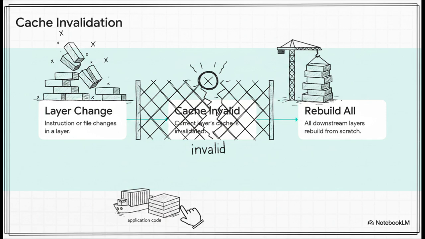So if you change a source code file, the COPY command immediately invalidates the cache for that specific layer, forcing Docker to execute every single instruction below it from scratch. That is exactly why your golden rule is to put frequently changing instructions, like your application code, as far down, as close to the bottom of the Dockerfile as possible.